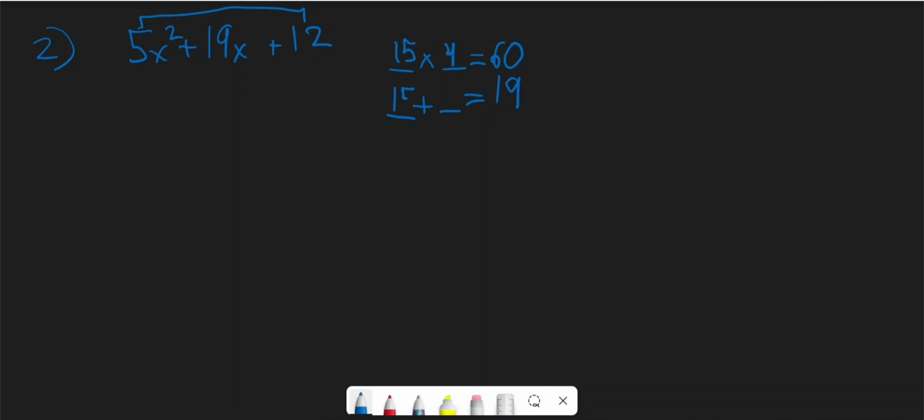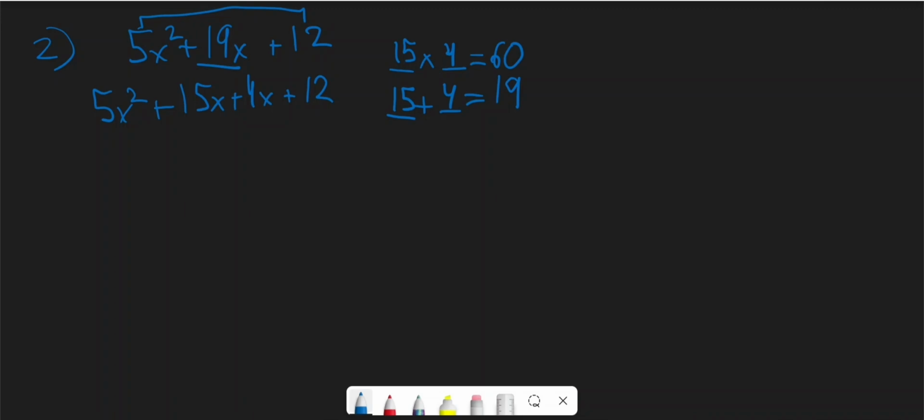think of this step as just a puzzle. You want to think of factors of 60 whose sum or difference would be a 19, and you get them eventually. Once you get them, again, you want to break up the bx term into these two factors. And again, 15 is compatible with 5, and 4 is compatible with 12. So I'm going to put that in that order. We have 5x squared comes down as is, and then the 19x breaks up into 15x plus 4x. And then bring down your last term as is, which we have a 12.